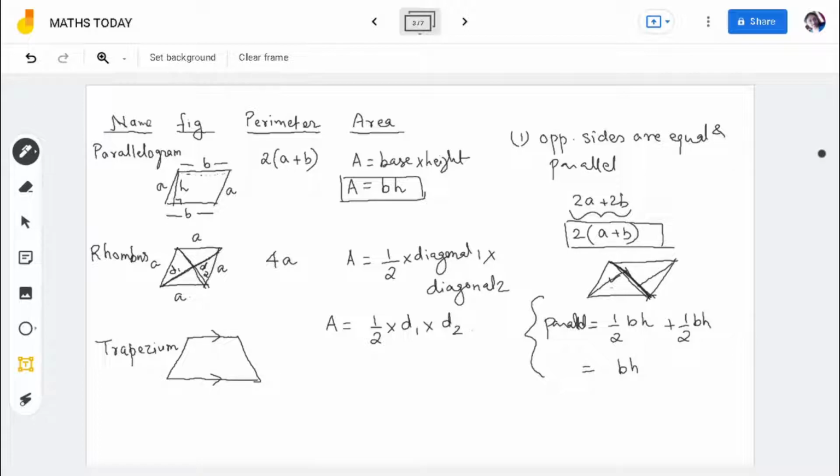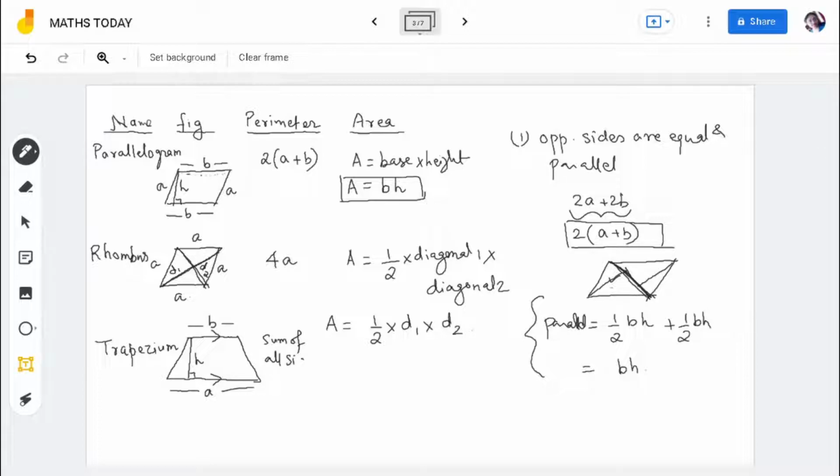So suppose the lengths of the two parallel sides are A and B, and the distance between them, the height, is H. Then we can easily find the perimeter and the area. The perimeter will be the same as per our definition of perimeter: it is the sum of all sides. If all sides are given, then we have to add all of them.